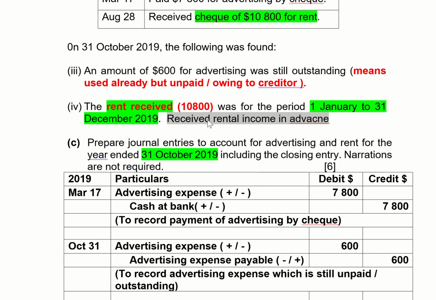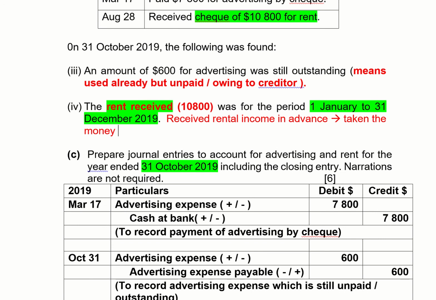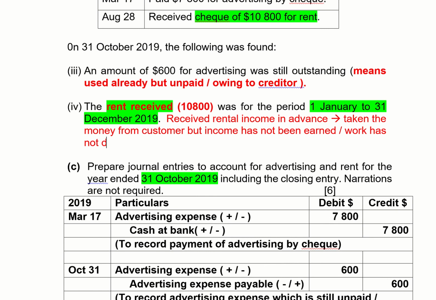What does it mean by receiving rental income in advance? When you receive rental income in advance, you have received some money, you have taken the money from your customer, but November and December has not occurred yet. The income has not been earned. Or another way to look at it is that the work has not been done. Why is the work not yet done? The work is not yet done because November and December has not happened yet.